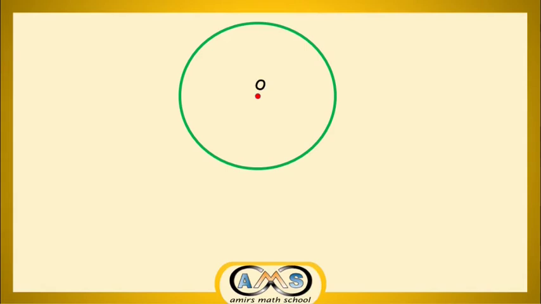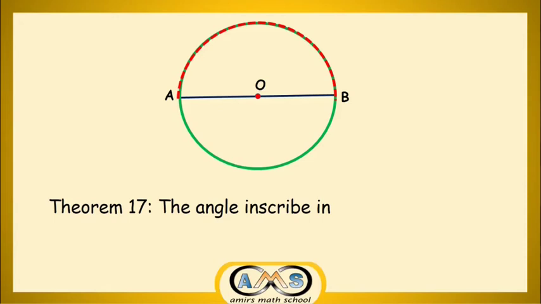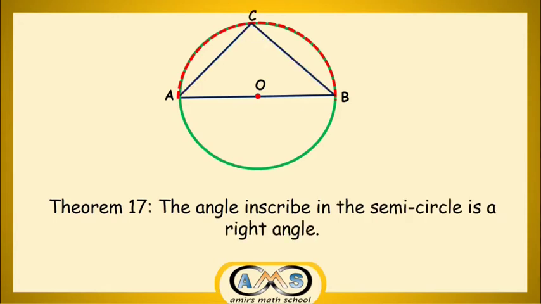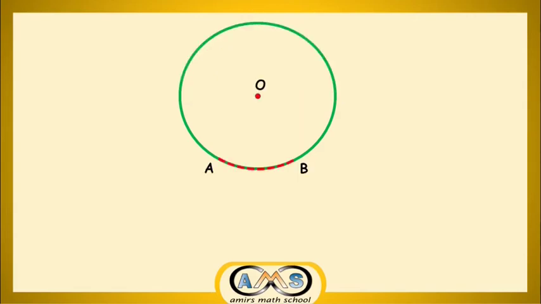Now, O is the center of this circle and AB is half of the circle, that is a semicircle. And this AB is the diameter of this circle. Then theorem number 17: the angle inscribed in a semicircle is a right angle. That is, this ABC is a right angle triangle and the angle C is 90 degrees, that is ACB equals 90 degrees. Again, O is the center of the circle.